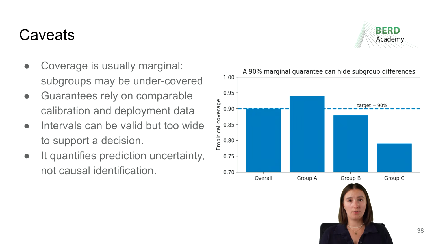Also, it quantifies the prediction uncertainty, not causal identification, which means that you don't get causally valid expressions that, for example, certain variables are causing something or what drives the uncertainty and so on. So it's really just a method for uncertainty quantification.